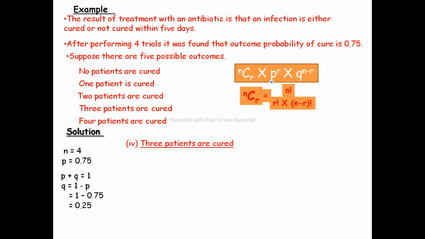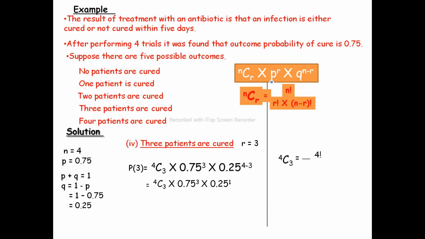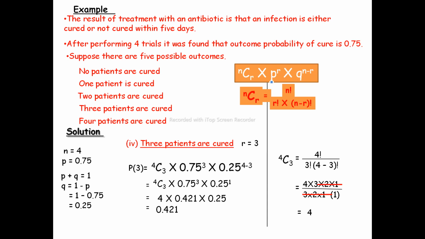Next, probability of 3 patients getting cured. So the success is 3. So keep everything and go on solving. The answer over here will be 4. So 4 combination 3 is 4, multiplied by 0.75 to the power of 3, which is 0.421, multiplied by 0.25 to the power of 1, which is obviously 0.25. So you got the answer 0.421. So the probability of 3 patients getting cured is 0.421.